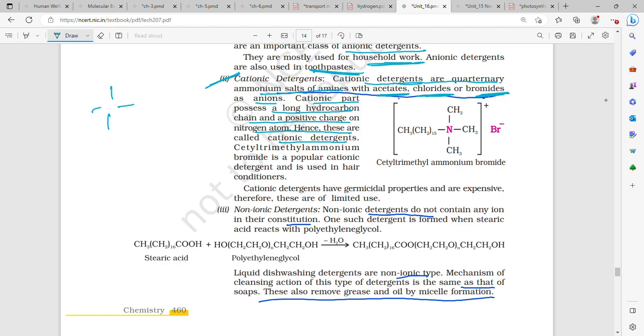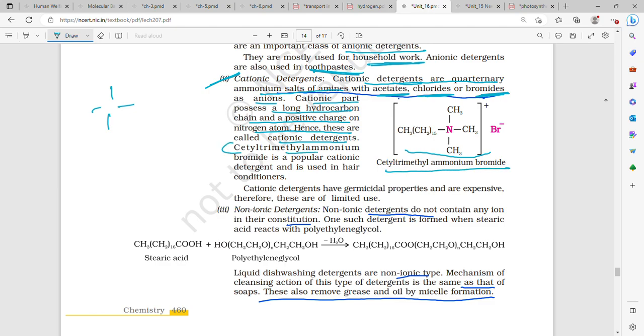The cationic part possesses a long hydrocarbon chain and a positive charge on the nitrogen atom, hence these are called cationic detergents. Over here, as you can see, in the anionic detergent the anionic part was working as a cleansing agent. Here the cationic part, containing the quaternary ammonium salt of amine, that is the long hydrocarbon chain with positive charge, is involved in the cleansing action, and therefore these are called cationic detergents. Example is cetyl trimethyl ammonium bromide.